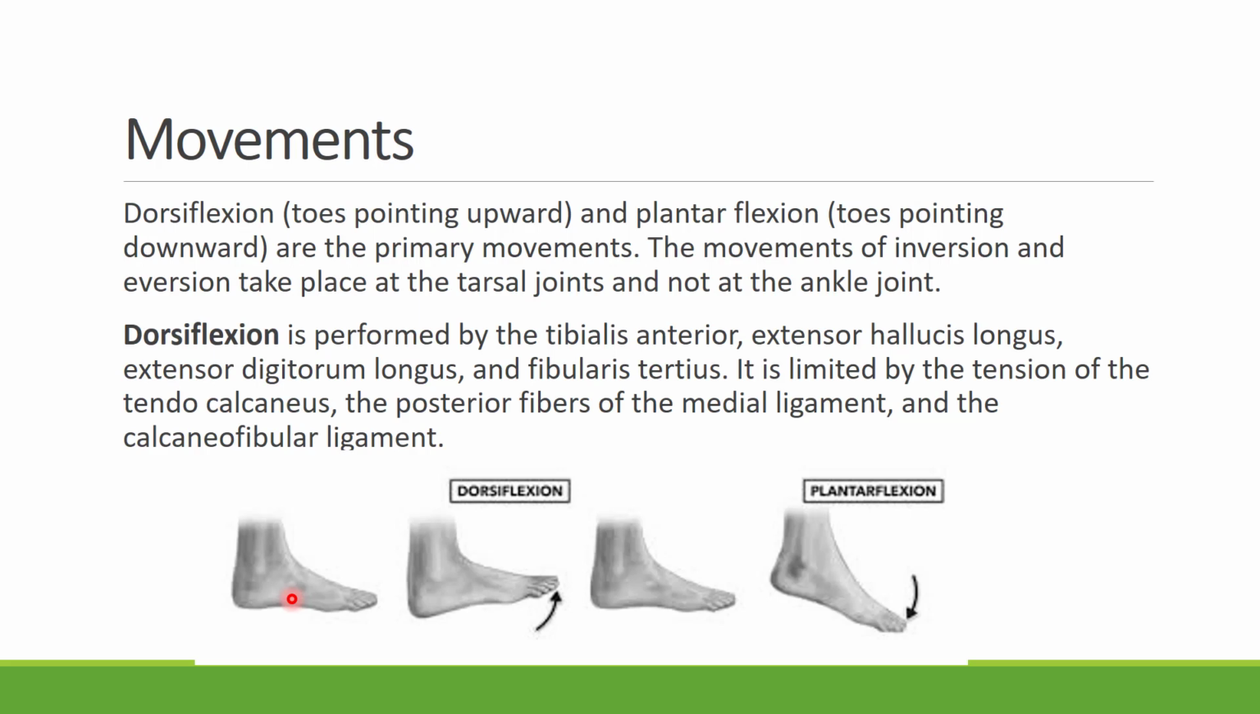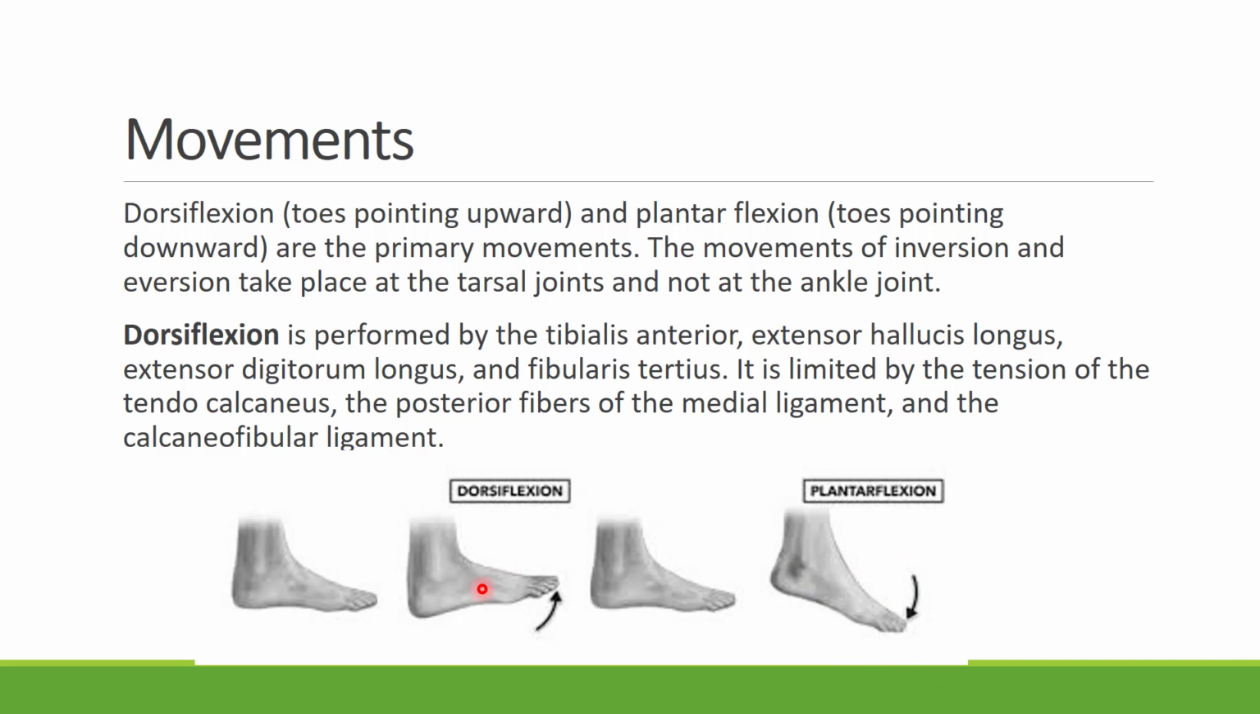Now we will discuss the movements of the ankle joint. There are two types of movement. See here, this is dorsiflexion. In dorsiflexion, the toes are pointing upward, and this is plantar flexion, in which the toes are pointing downwards. These are the two primary movements of the ankle joint. The movements of inversion and eversion take place at the tarsal joints and not at the ankle joint. So remember this. This is a hinge type of synovial joint, producing only dorsiflexion and plantar flexion. Dorsiflexion means the toes are pointing upward, and plantar flexion means the toes are pointing downwards.